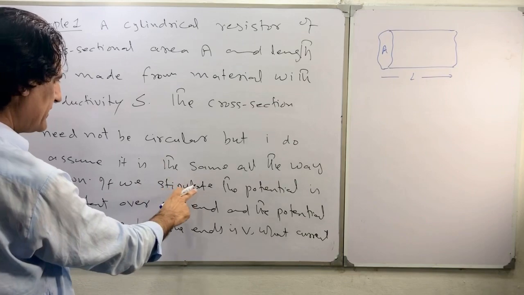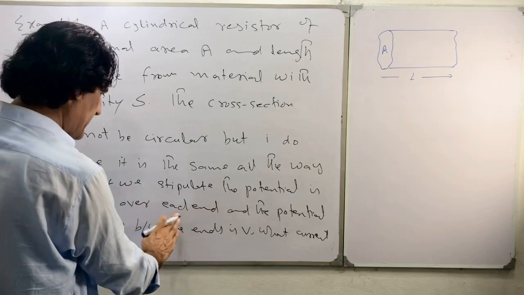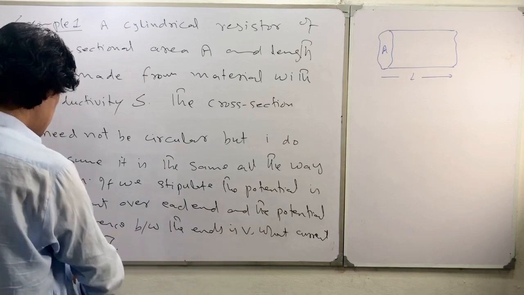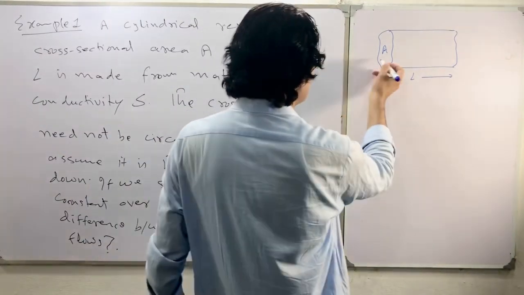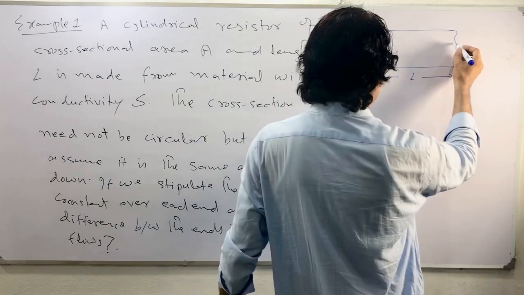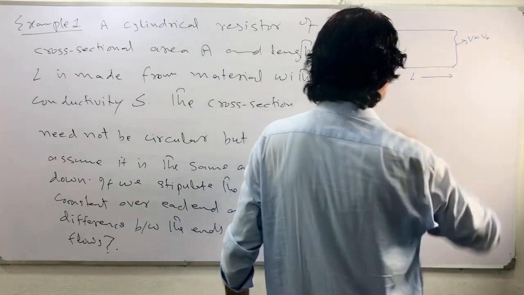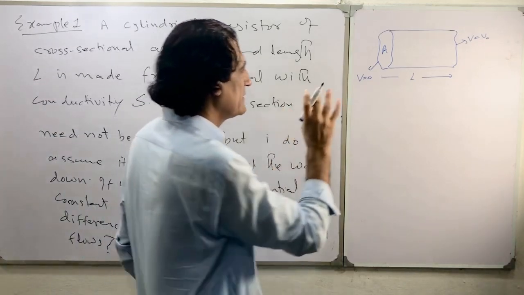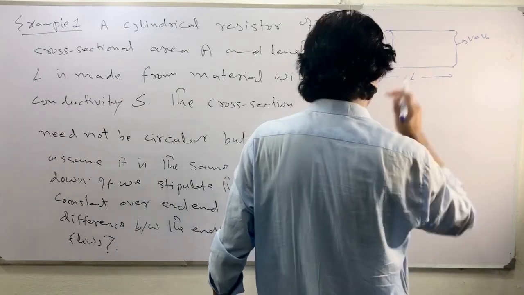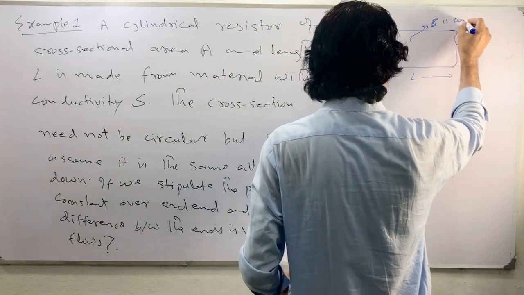And if we stipulate the potential as constant over each end, and the potential difference between the ends as V, what current flows? Here the potential V is equal to V naught, and here the potential V is equal to 0, and here the potential is V naught. But the potential is constant here. From one end to another end, the potential is constant. Also here E, the electric field, is also constant.